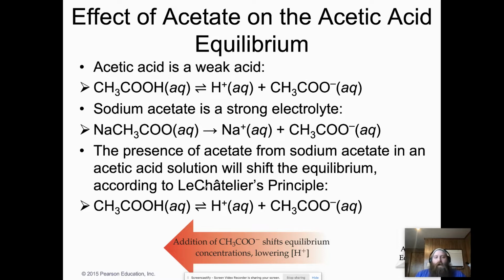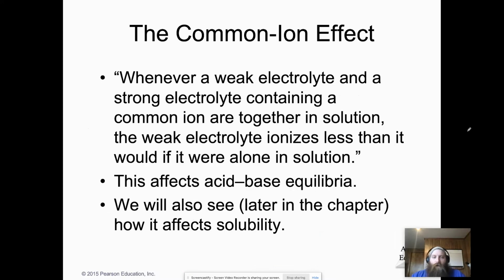And so if we have acetate from sodium acetate in a solution of acetic acid, then the equilibrium of this solution is going to shift to the left. All right. And when we look at that, we might go, all right, well, wait a minute. How do I know that? How can I spot that? So there's something called the common ion effect. All right. And the common ion effect is what we're looking at in that opening problem there.